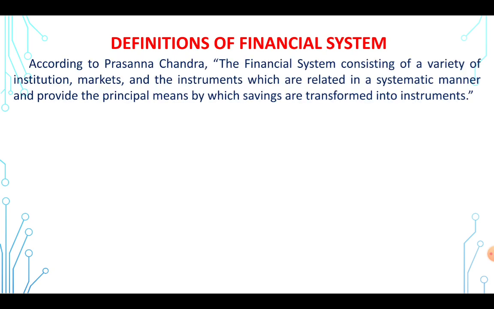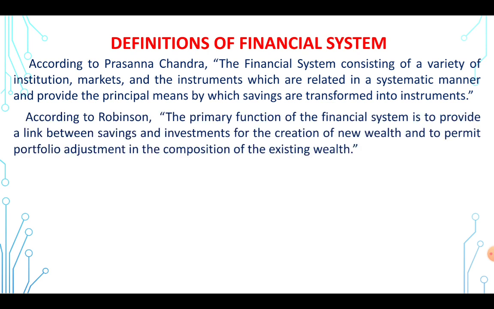According to Prachanna Chandra, the financial system consists of a variety of institutions, markets and instruments which are related in a systematic manner and provide the principal means by which savings are transformed into investments. According to Robinson, the primary function of the financial system is to provide a link between savings and investments for the creation of new wealth and to permit portfolio adjustment in the composition of the existing wealth.